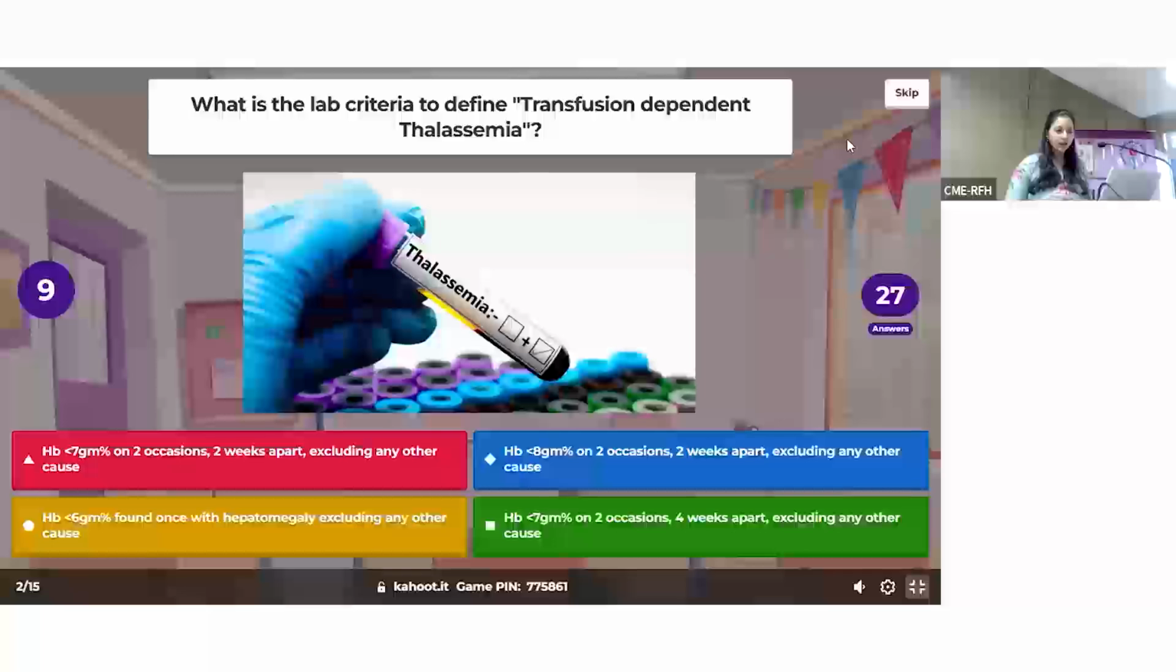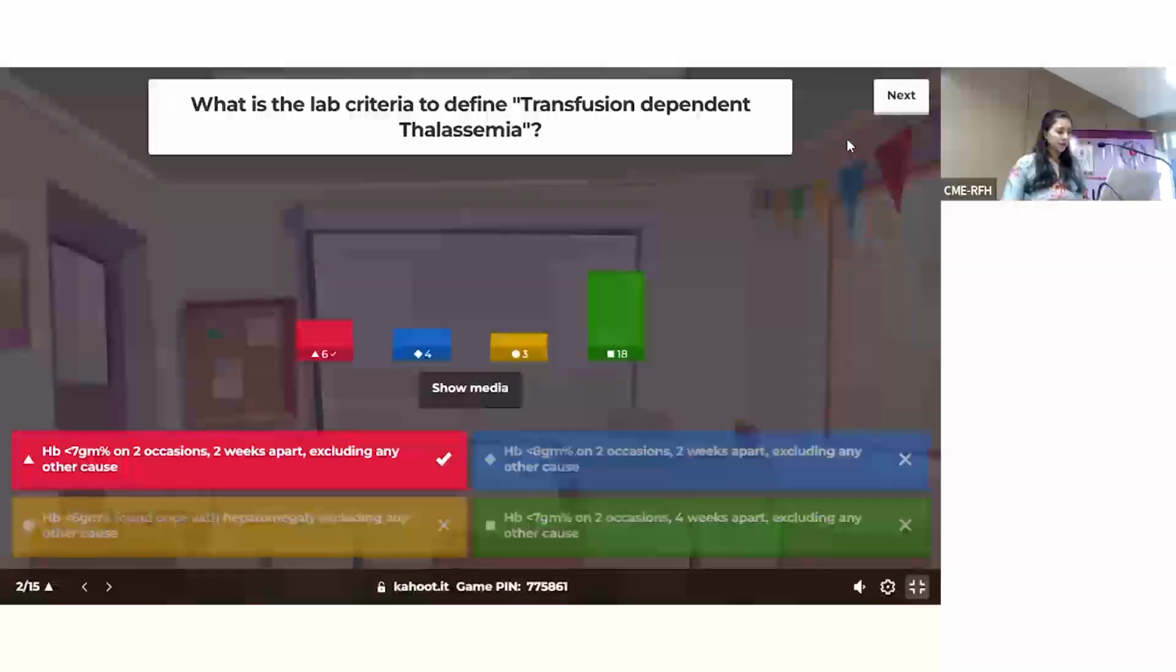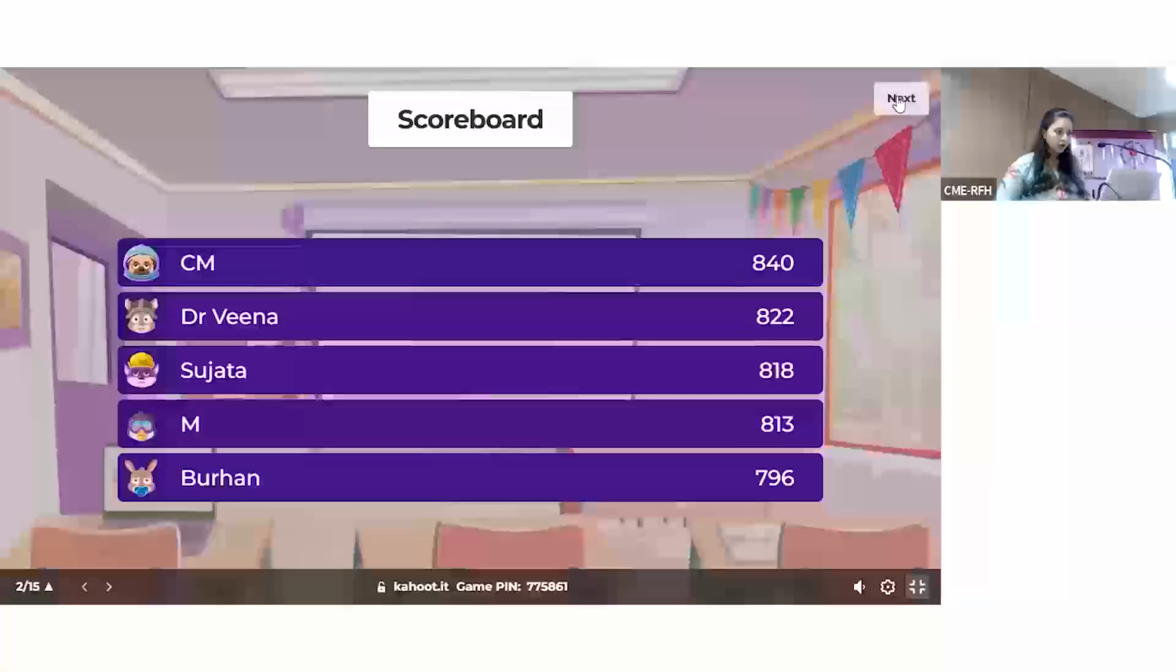So we have 26 answers, 28, 29, 30. Okay, so the correct answer is red, which is less than 7 gram% on 2 occasions, 2 weeks apart. This is to define the transfusion dependency. So now we know that there is transfusion dependent thalassemia and non-transfusion dependent thalassemia, which require transfusions less frequently. So to categorize somebody as transfusion dependent, if the hemoglobin falls less than 7 gram percent on 2 readings 2 weeks apart, then that person is a transfusion dependent thalassemia. Going on to the next question.